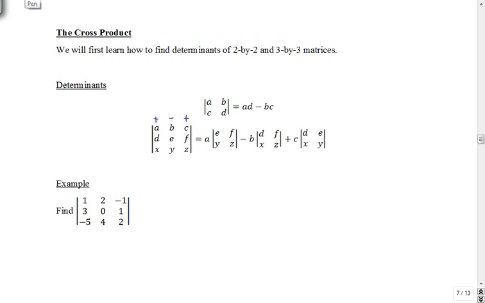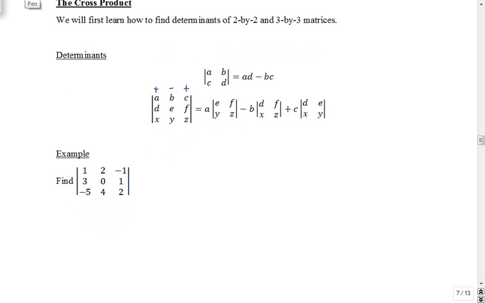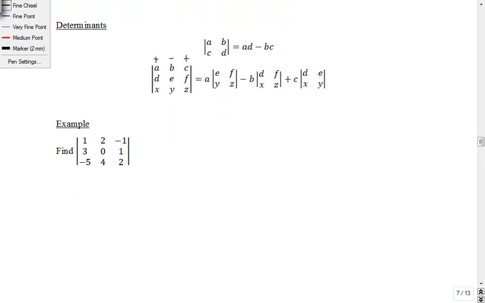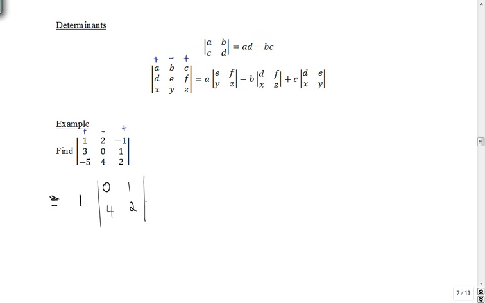So let's do some examples before we go into cross product. I want to find the determinant of this 3 by 3 matrix. So let's put the plus, minus, plus, so we'll know what is going to be minus. So this is going to be 1 times the determinant of the minor, block off the column and the row. We are left with 0, 1, 4, 2. Minus 2. What is the minor? Block off the column and the row. We are left with 3, 1, minus 5, 2. The last element is just minus 1 times the determinant of the minor of this, which would be 3, 0, minus 5, 4.